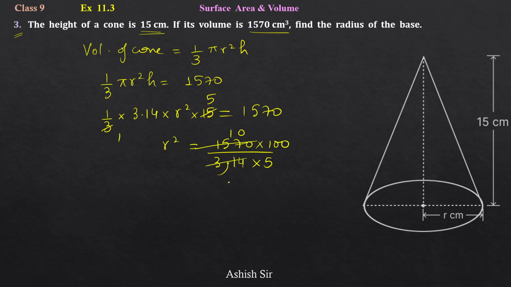157, 2 2s are 314, 2 1s are 2, 2 5s are 10. This 5 got cancelled. R square equals to 100. So R equals to 10 centimeter.